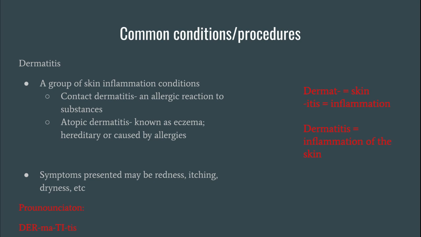Moving on to common conditions and procedures. The first condition is dermatitis. Dermatitis is a skin condition characterized by the inflammation, itchiness, and redness of the skin. It is a general term for skin inflammation, which may be caused by stress, allergic reactions, environmental triggers, and more. It is a general term.